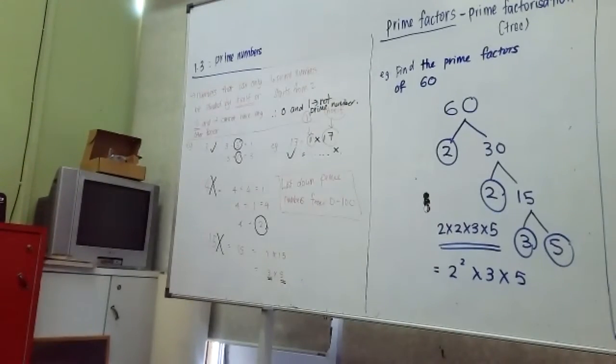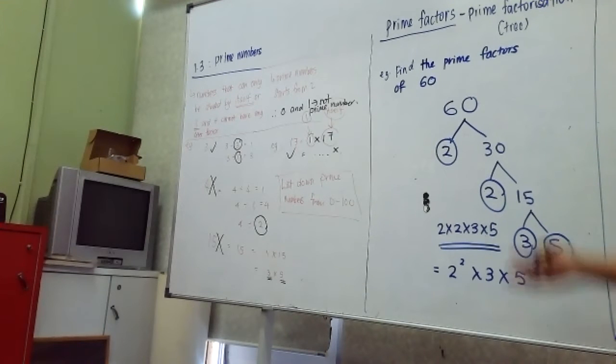Let's say 24. So 24 to 12. 2, 6, 2, 3. So your answer will be 2 times 2 times 2 times 3 or 2 cube times 3, because 1, 2, 3, it must be 3 times. Okay? Clear? Copy down.